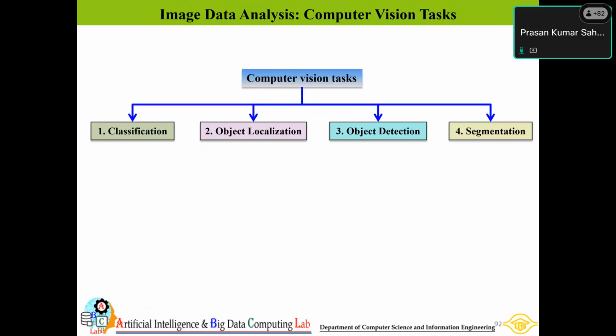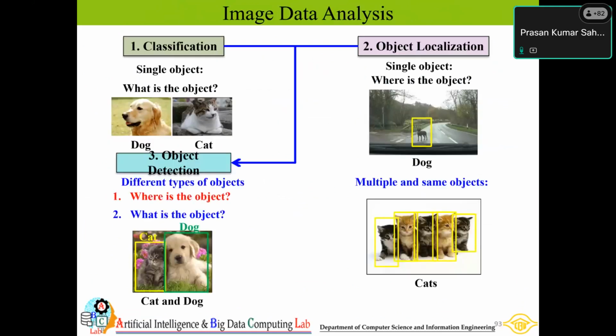So for image data analysis, we can use the computer vision task, could be classification, could be localization, could be detection, could be segmentation. If it is a classification, we need to classify whether the object is a dog or a cat. And if it is a detection, we want to exactly detect where is the dog, which is the dog and which is the cat, and then where is the object and what is the object. The where is the object, we can say it is like localization, and what is the object, it is the detection.